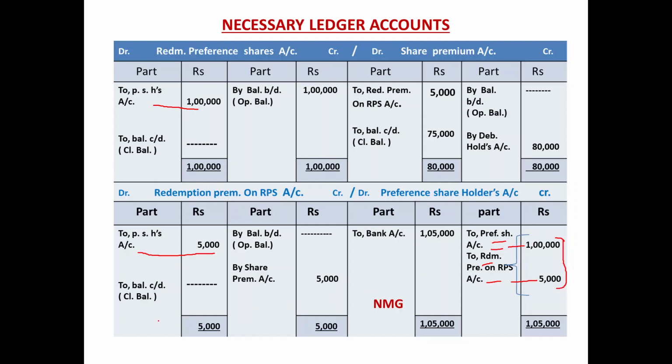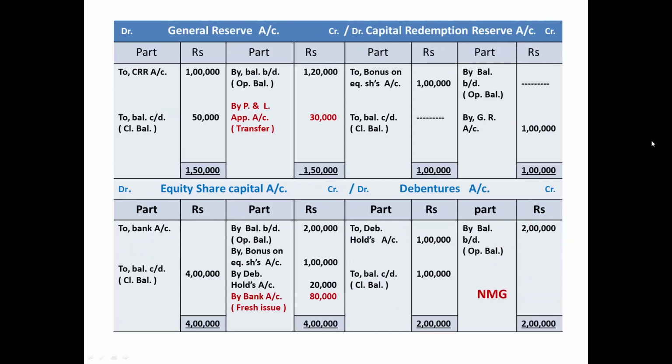Second journal entry, GR account debited. This is the general reserve account, opening balance, closing balance. GR account debited rupees 1 lakh. To CRR account credited rupees 1 lakh. This is the CRR account. No opening balance, no closing balance. CRR account credited 1 lakh, opposite narration by GR account.